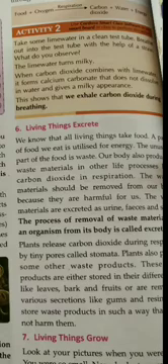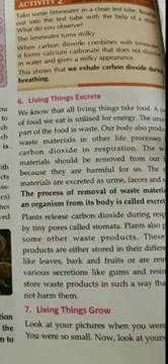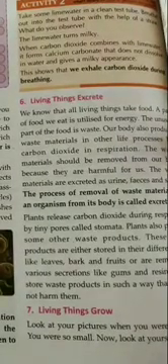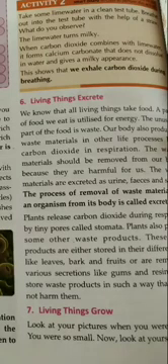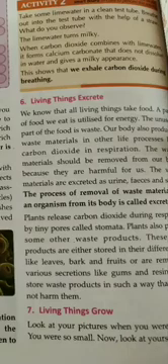Plants release carbon dioxide during respiration by tiny pores called stomata. I have already told you stomata is basically for the transport of gases like CO2 and oxygen. Plants also produce some other waste products. These products are either stored in different parts like leaves, bark and fruits, or are removed through various secretions like gums and resins.